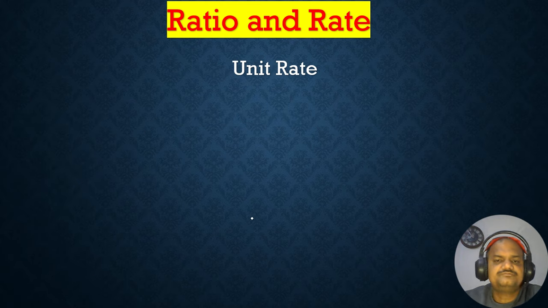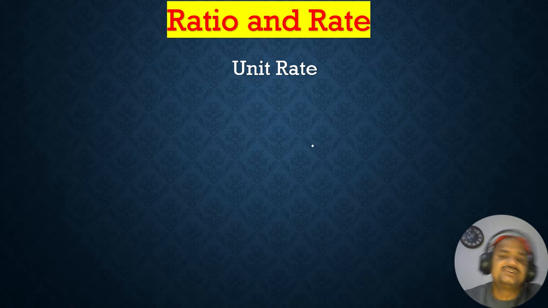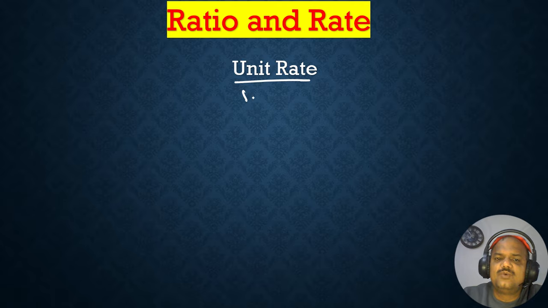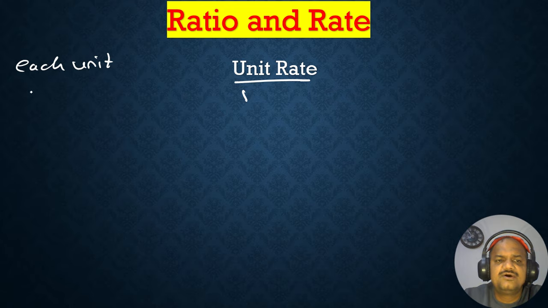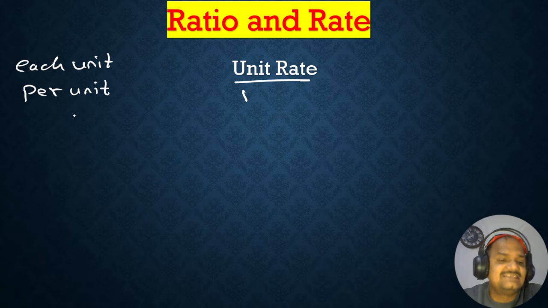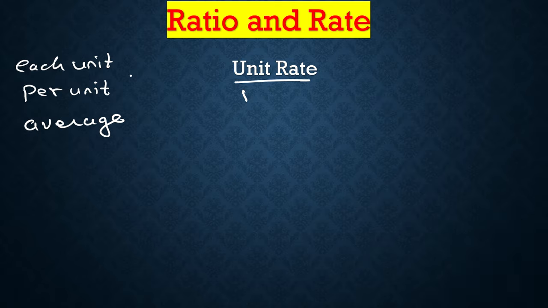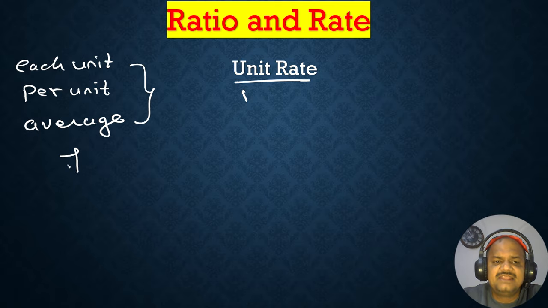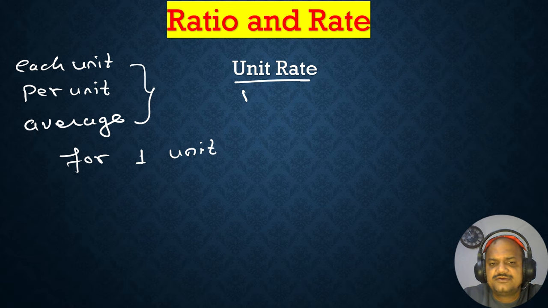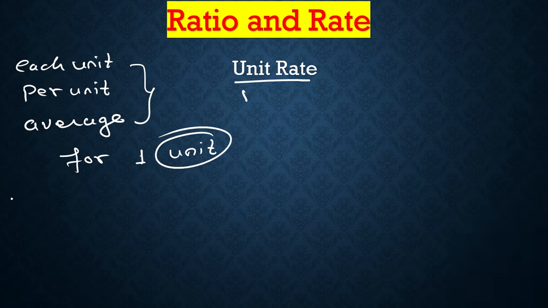Okay. Now next is unit rate. Unit means 1. Okay. Another word for this can be each rate or each unit, okay, per unit, or for example per book, per chocolate, per candy, okay, or you can say average. All these meanings are the same and it means for one unit, okay. That unit can be anything, okay.